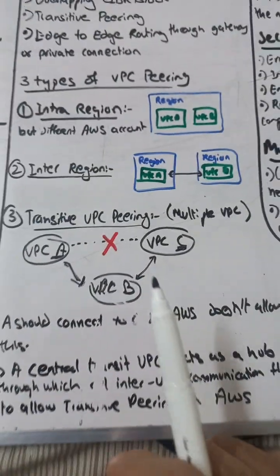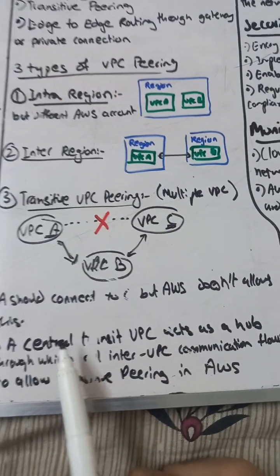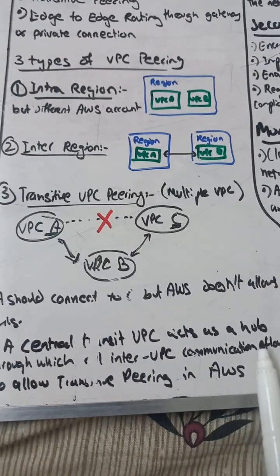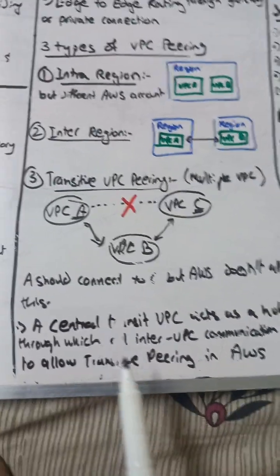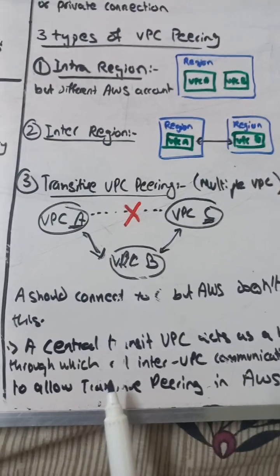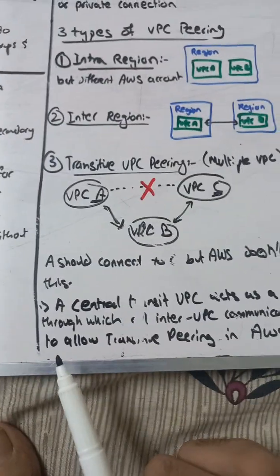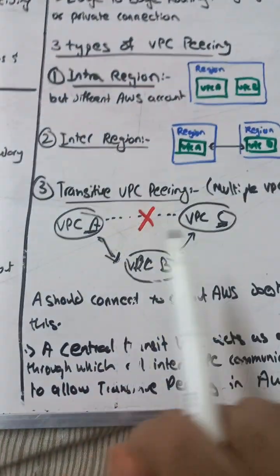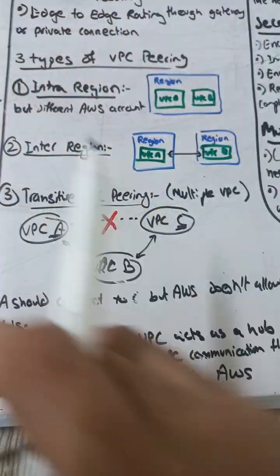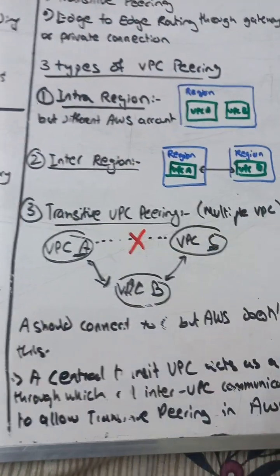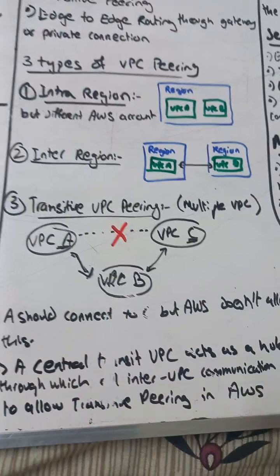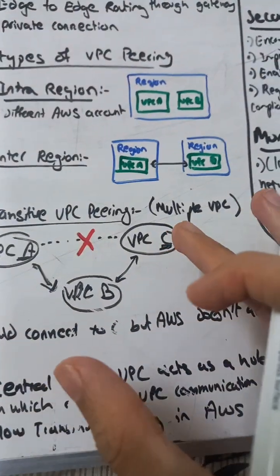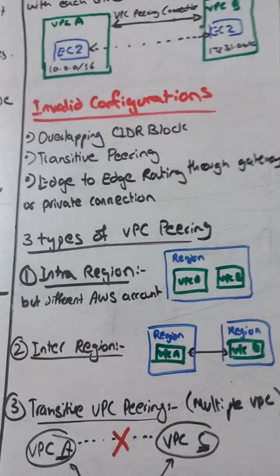It can be configured using a central transit VPC, which acts as a hub through which inter-VPC communication flows to allow transitive peering in AWS. This means that if you have a central transit VPC that acts as a hub, then every VPC will be connected through it, and every VPC will be able to communicate with each other. But by default, you can't do this in AWS. So you can't do transitive peering.